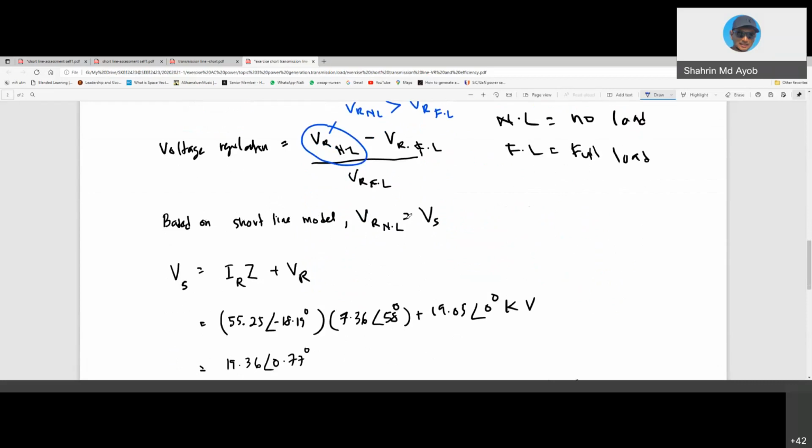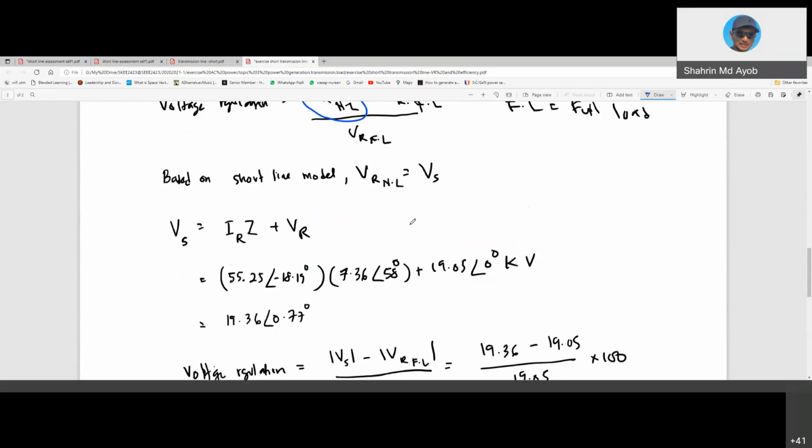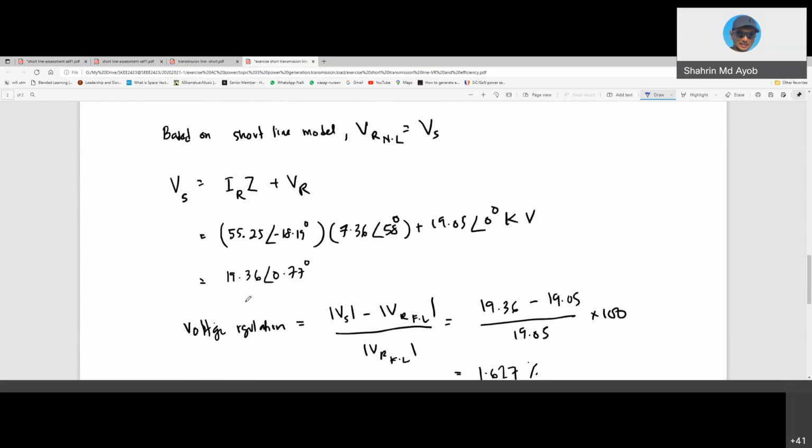Okay, so what is your Vs? You need to use these values. Vs is equal to I R Z plus VR, so you obtain the Vs, which is in phase voltage.